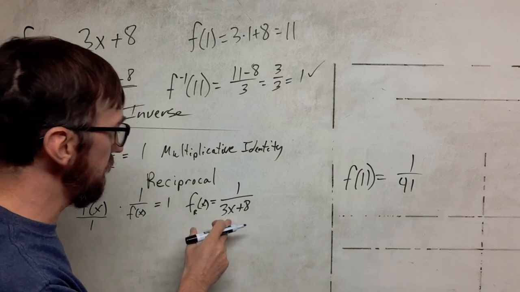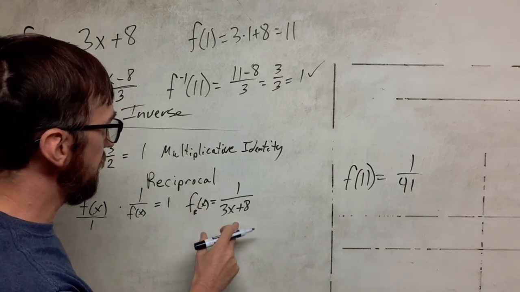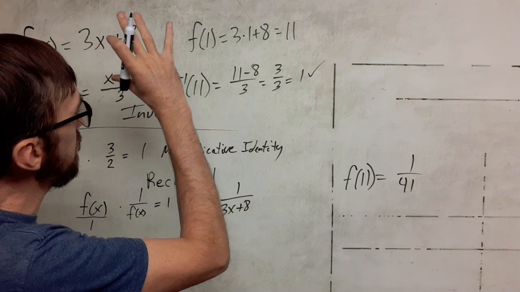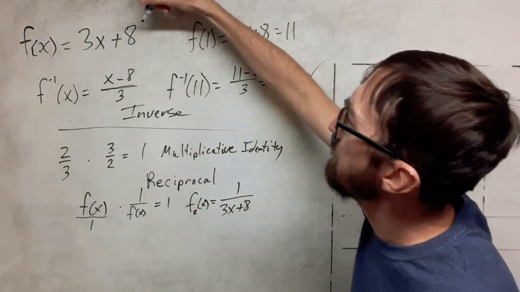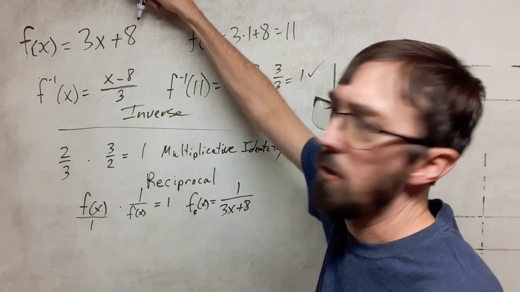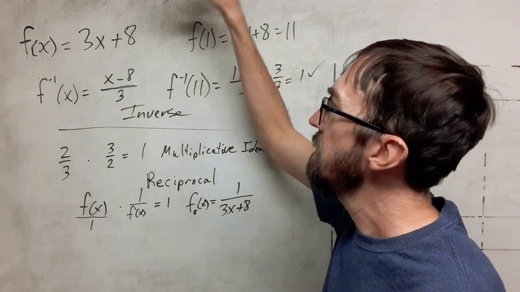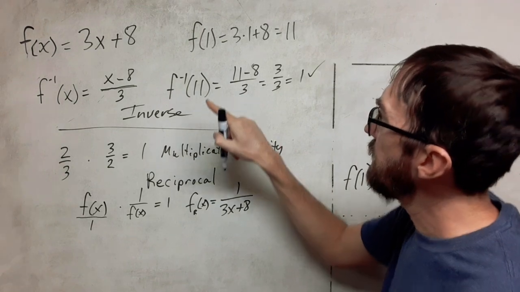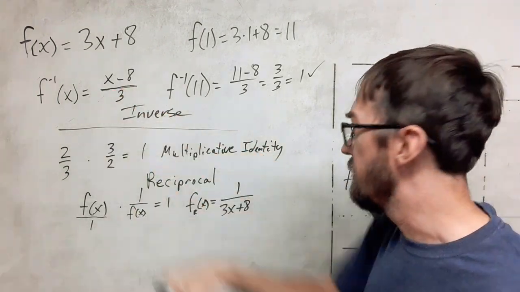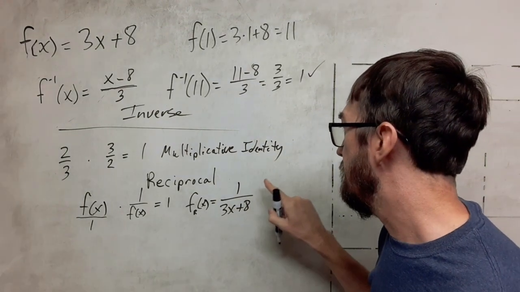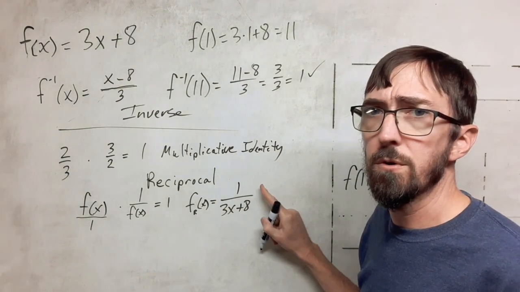Also, the domain of this is different from the domains of these two up here. If we take a look back up here, the domain of this is all real numbers and the range is all real numbers. The domain of this function is all real numbers and the range is all real numbers. But the domain of this is not all real numbers.